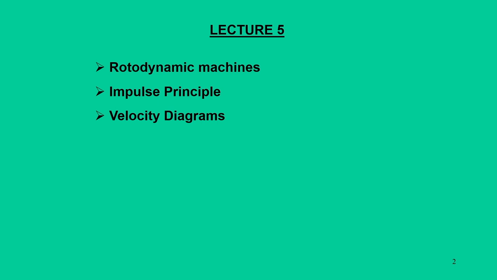So, we will try to emphasize under what category this steam turbine falls, and then based on that we will try to classify these turbines mainly in two aspects. One is through impulse principle, the other is through reaction principle. The reaction turbines will be touched upon in the subsequent class, and in this lecture we will specifically focus on impulse principles and velocity diagrams, and see how these principles help us in generating power by using steam as the working fluid.